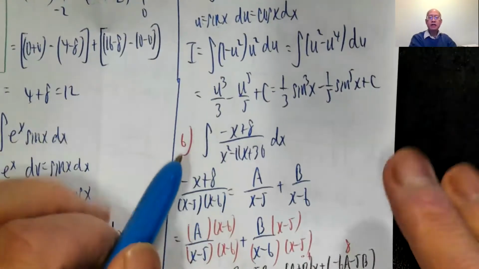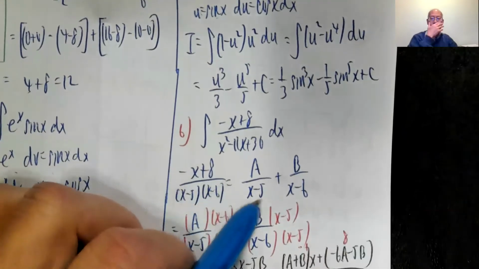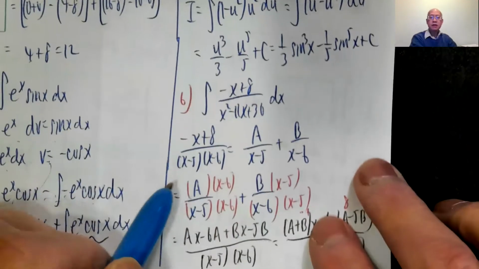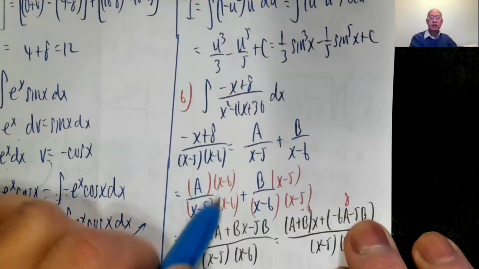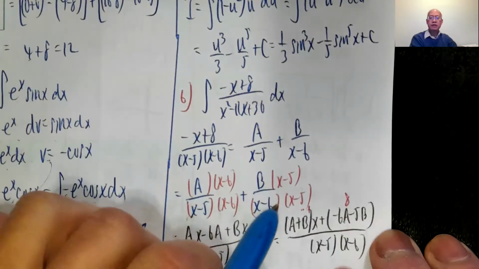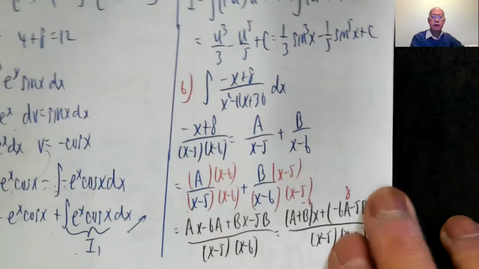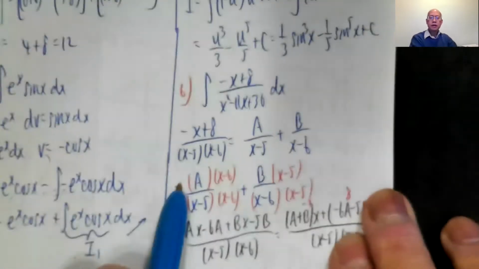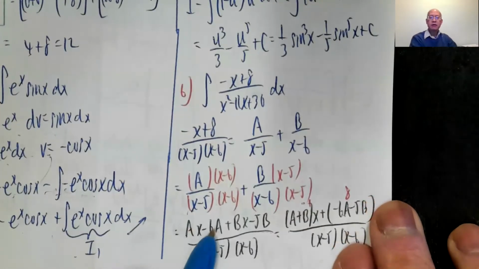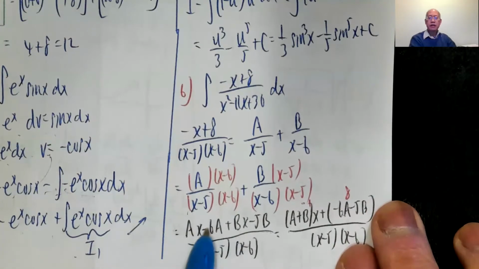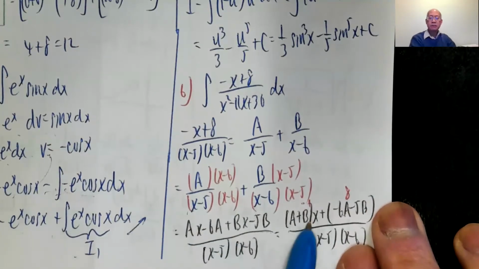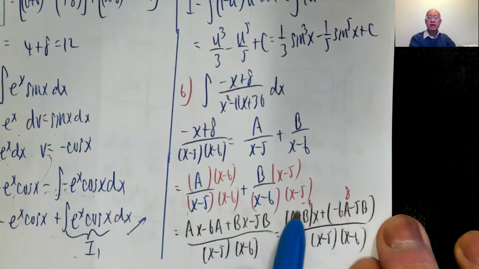This one, partial fractions, split into a over x minus 5 plus b over x minus 6. Multiply this fraction by x minus 6 over x minus 6, this one by x minus 5 over x minus 5. Here's my common denominator. Distribute the top: ax minus 6a plus bx minus 5b. Combine like terms: (a plus b)x plus (negative 6a minus 5b). That's equal to negative 1 times x plus 8. So I have a system of equations.